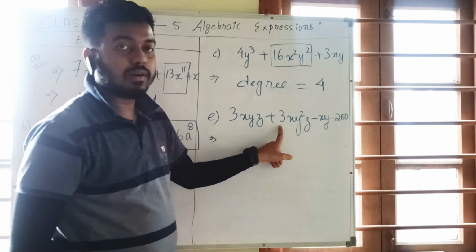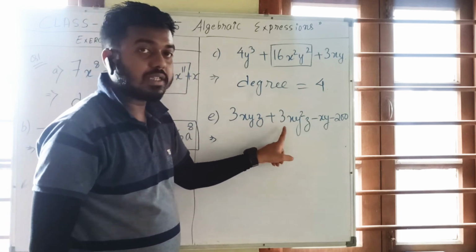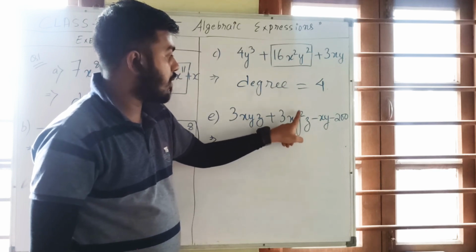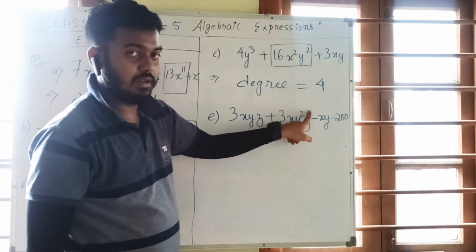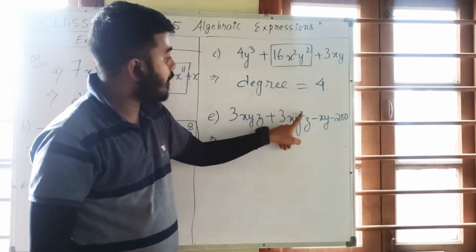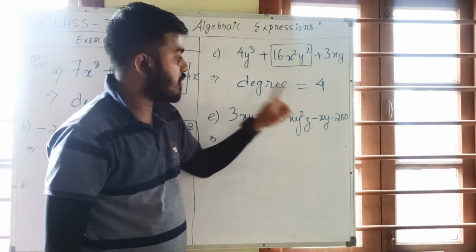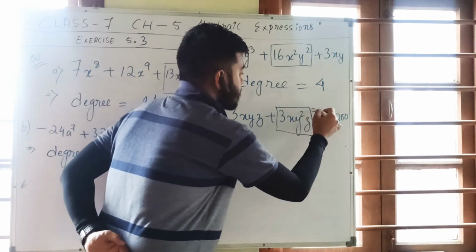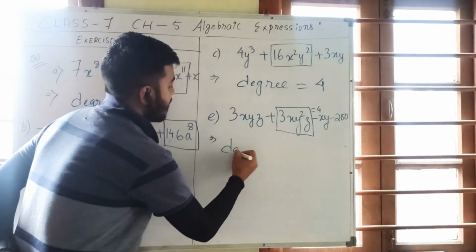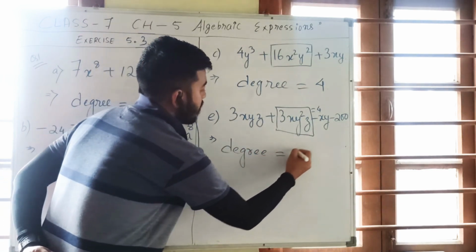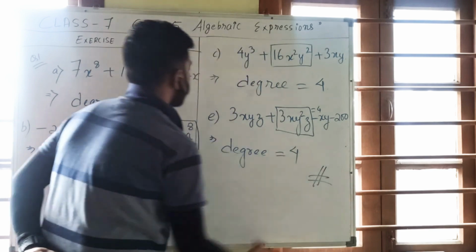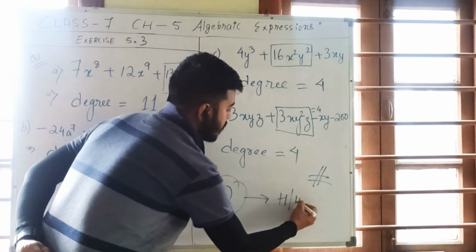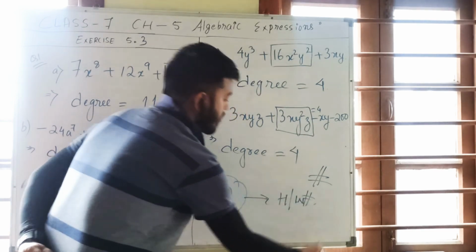So this is the highest number, right? Yes or no? And how many powers does it have? You see x has power 1, y has power 2, and z has power 1. So you add them: 1 plus 2 plus 1 will give you 4, right? So this is the highest number and it will also give you the highest power, that is 4. So your degree will be 4, and this is the solution. Number D, you will try at home as homework and you tell me whatever answer you are getting.